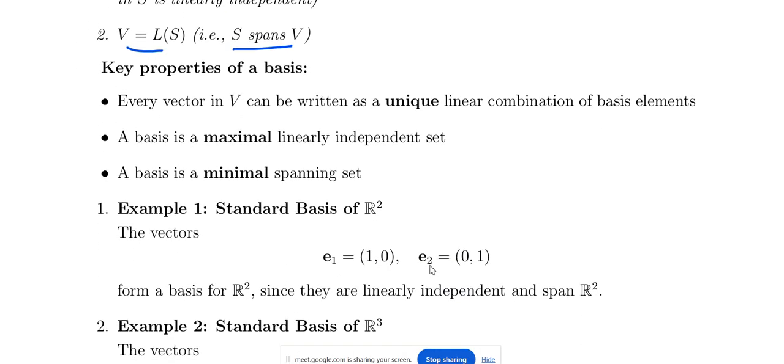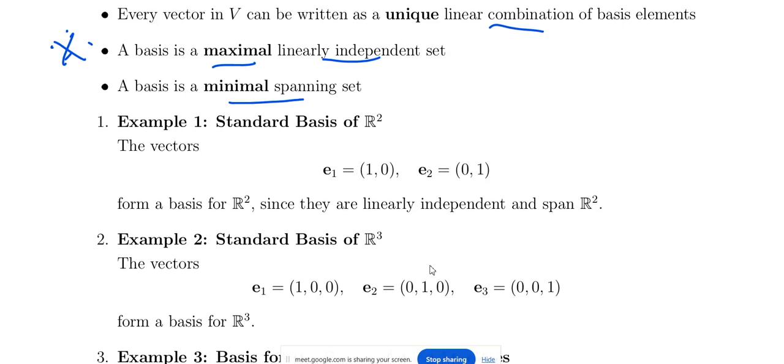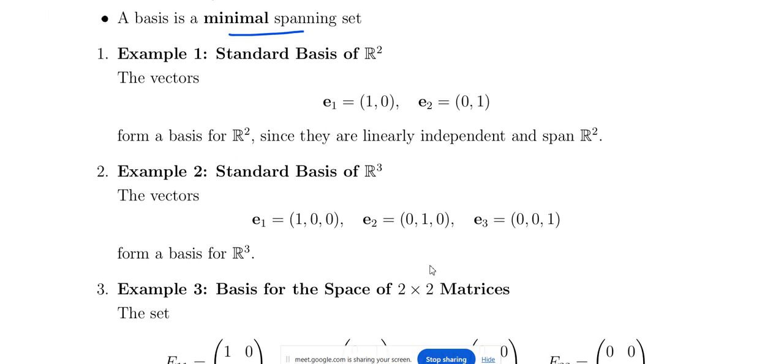And every vector in V can be written as a unique linear combination of the basis elements. A basis is a maximal linearly independent set. A basis is a minimal spanning set. These are very important. For example, the standard basis of R2, which we basically know, is (1, 0) and (0, 1). Similarly, the standard basis of R3 is (1, 0, 0), (0, 1, 0), (0, 0, 1).